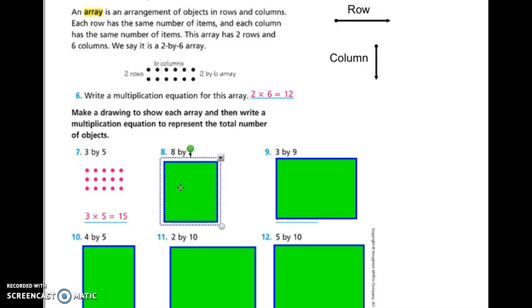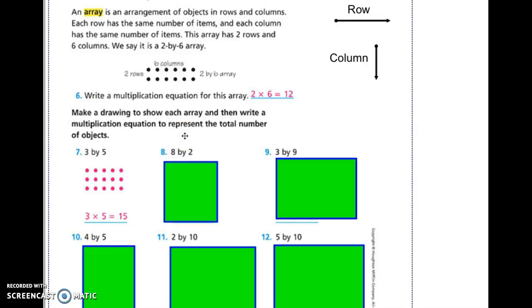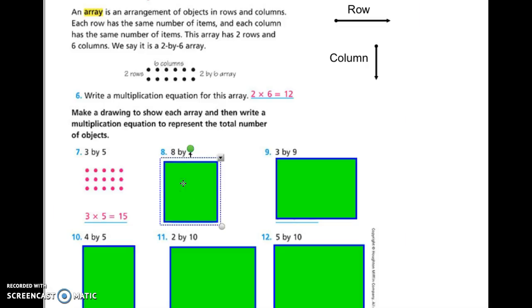And let's see what that would look like, and then think about what the multiplication equation would be. Okay, all right, here we go. We would have 8 rows, 1, 2, 3, 4, 5, 6, 7, 8, and 2 columns. And we'd say 8 times 2 equals, and you could count all the dots. If you don't know what the number is, then you would get 16.